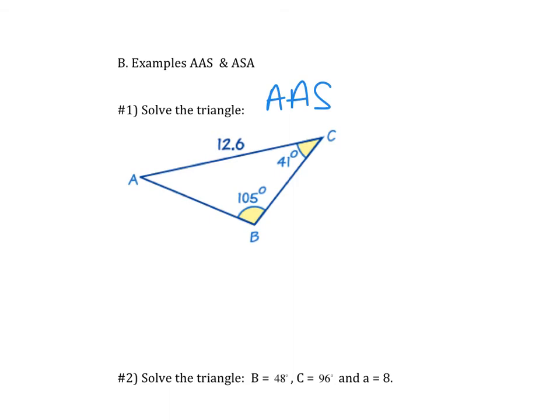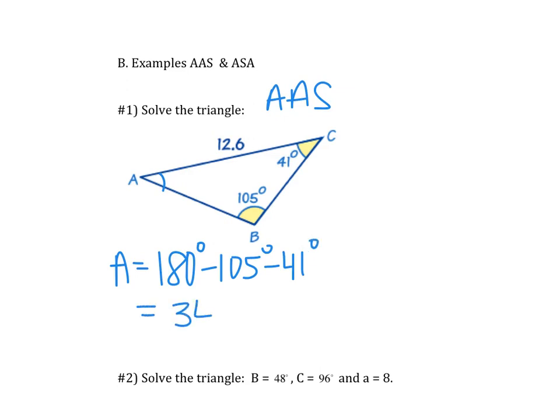So let's find out what A is. A is right here, and angle A is going to be, yes, 180 minus 105 minus 41. Would you get 34? 34 degrees. All right, so once you get one of them, put a little box or circle around it so you can see when you check your answers, it'll be nice and easy.